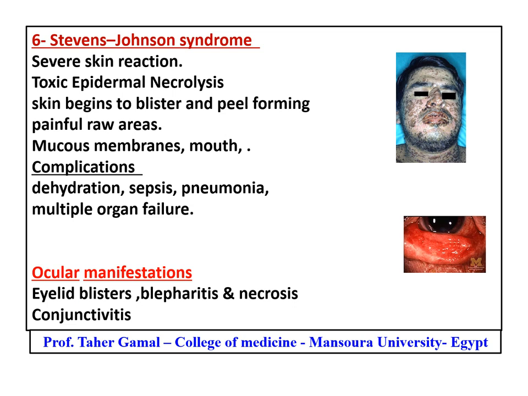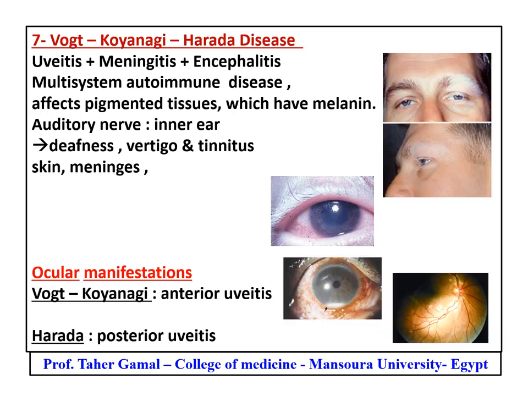The sixth disease is Stevens-Johnson syndrome. It's a severe skin reaction, toxic epidermal necrolysis. Skin begins to blister and peel, forming painful raw areas, and the mucous membrane in the mouth. The complications lead to dehydration, sepsis and pneumonia, and multiple organ failure. The ocular manifestation of this disease is eyelid blisters, blepharitis and necrosis, and conjunctivitis.